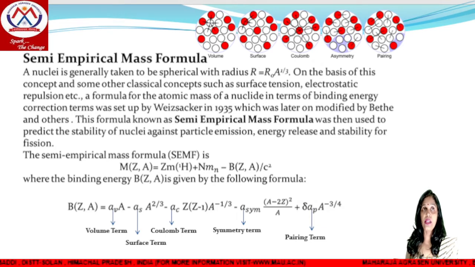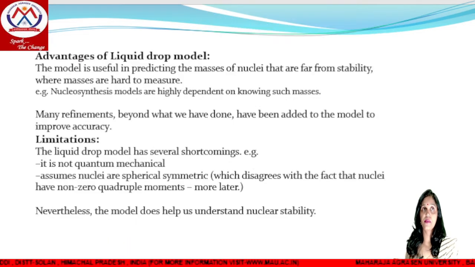On the basis of this concept, and some other classical concepts such as surface tension, electrostatic repulsion, etc., a formula for the atomic mass of a nuclide in terms of binding energy correction terms was set up by Weizsacker in 1935, which was later modified by Bethe and others. This formula, known as the semi-empirical mass formula, was then used to predict the stability of nuclei against particle emission, energy release and stability for fission.